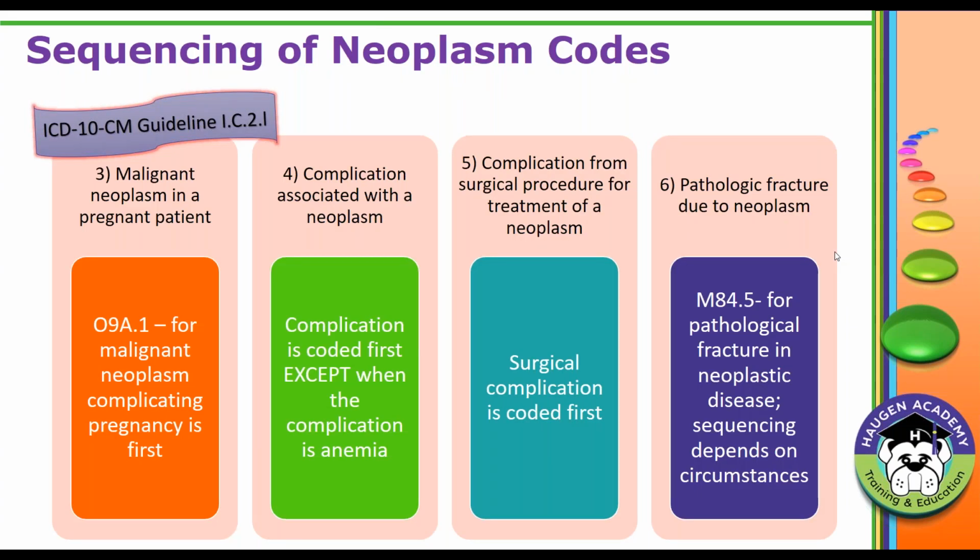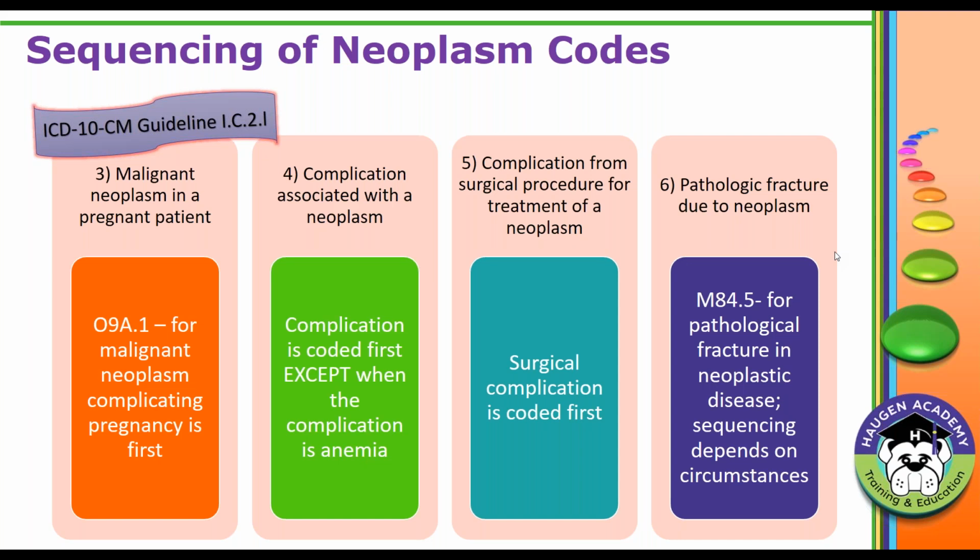And we also have guidelines for sequencing of neoplasm codes. The first one is for malignant neoplasm and a pregnant patient. When a pregnant woman has a malignant neoplasm, code from subcategory 09A.1 is sequenced first, followed by the neoplasm code. Complication associated with the neoplasm. When the encounter is for the management of a complication associated with the neoplasm, like dehydration, and the treatment is only for the complication, then the complication is coded first, followed by the neoplasm code.